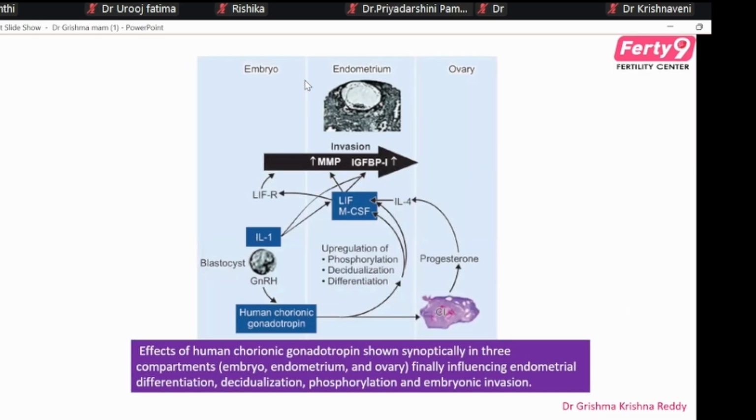So this is the thing. Embryo, endometrium, ovary, how invasion happens because of all these factors. So the effects of HCG are shown synoptically in 3 compartments, like in the embryo, on the endometrium, and the ovary, finally influencing endometrial differentiation, decidualization, and embryonic invasion.